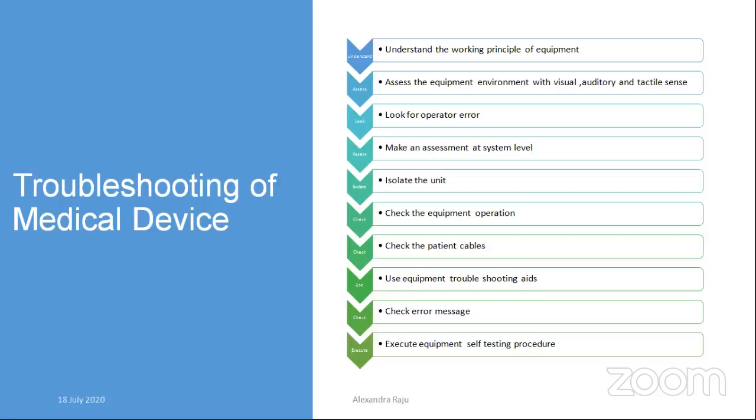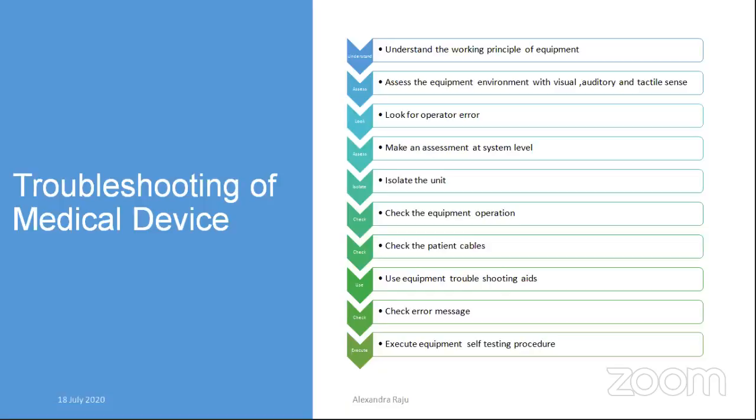So the next is to assess the equipment environment. Visually we can see whether there is any damage to the equipment, or if the power cord is properly connected. And we can see whether there is any sound coming from inside the equipment, or if there are any alarms, like visual alarms or auditory alarms.